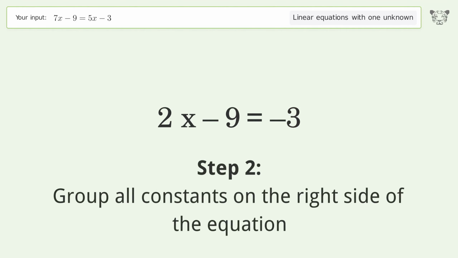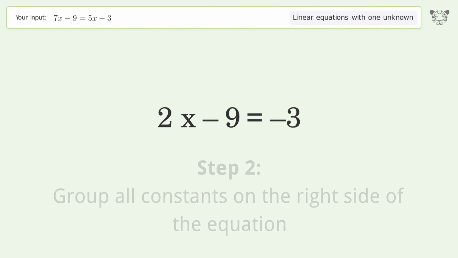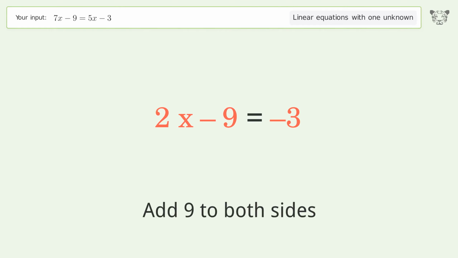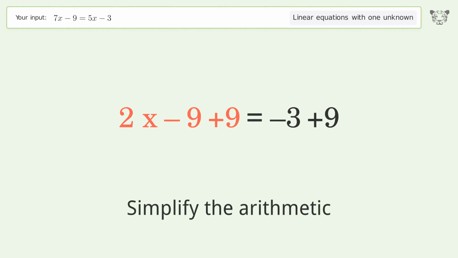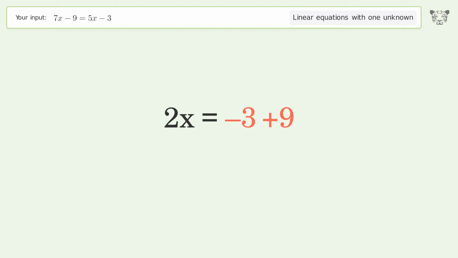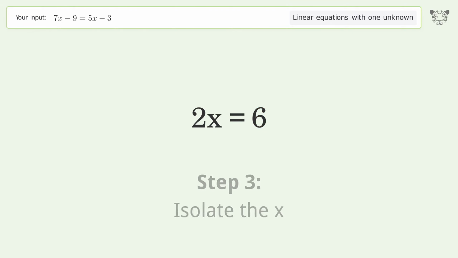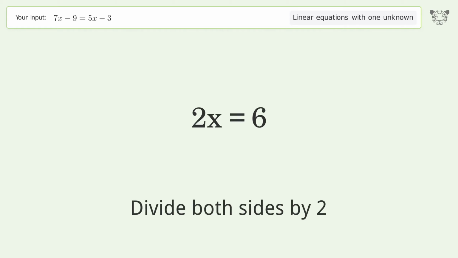Group all constants on the right side of the equation. Add 9 to both sides. Simplify the arithmetic. Isolate the x. Divide both sides by 2.